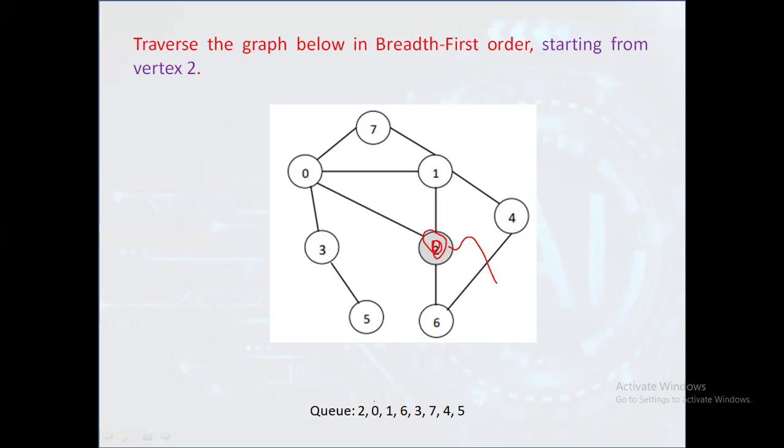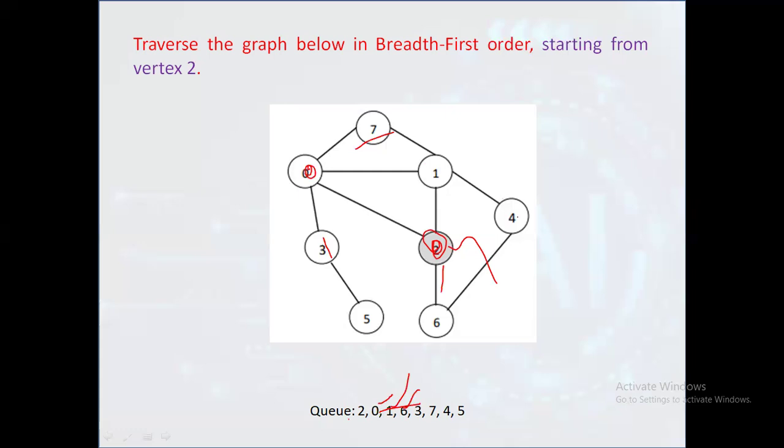See, 2, 0. By looking into this directly we can write 0, 1. So next we have to see that, and also the 6 is also connected here. See here the output sequence, and then we have to see 0. What are all the children for this 0? 3 and 7. 3 and 7, so we have written here, right? 3 and 7. Then we have to look into 1.